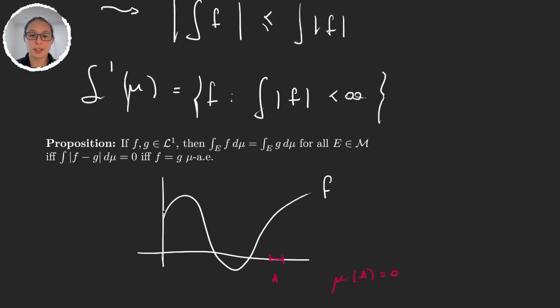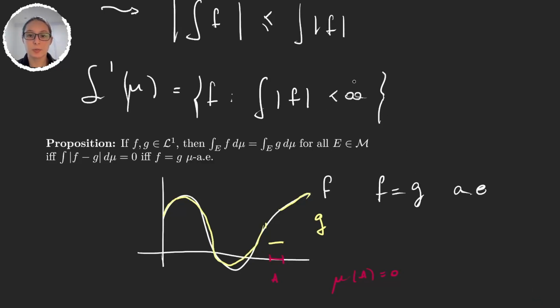So I can just take another function g that is equal to f, and in the measure 0 set, it can take any other value. Something like this. Let's say that now this is g. Well, these two functions are equal almost everywhere, because they're different only on this set, and this set has measure 0. This proposition says that then their integrals are also going to be equal.